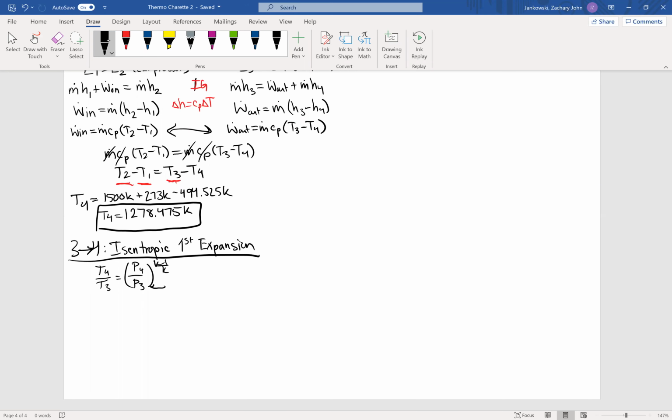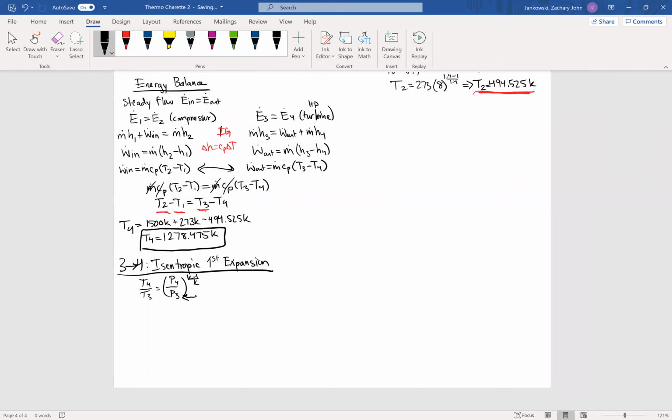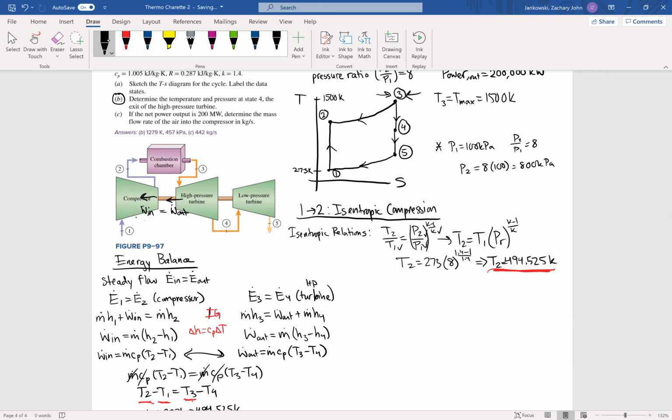Additionally, you might note that we have not yet defined a P3 term, but if we come back up to the top, we can note that at P3, or to get to stage 3, we undergo a constant pressure heat addition. So therefore, our P2 value will equal our P3 value, which will equal 800 kPa.